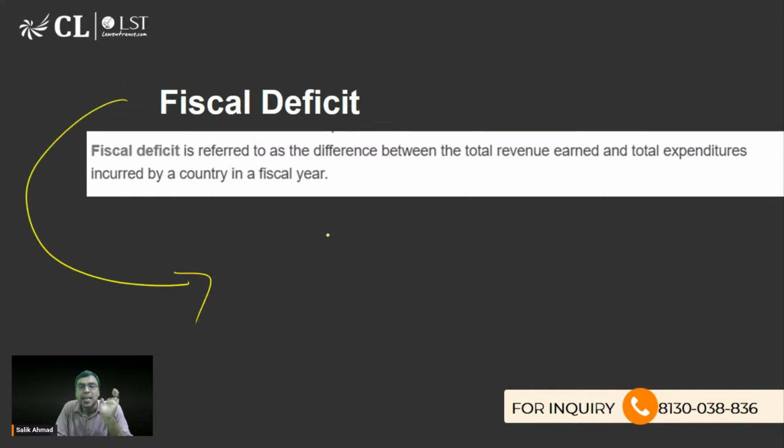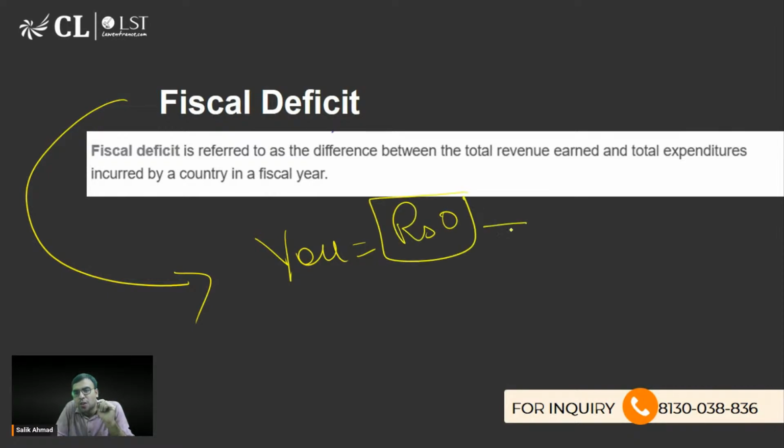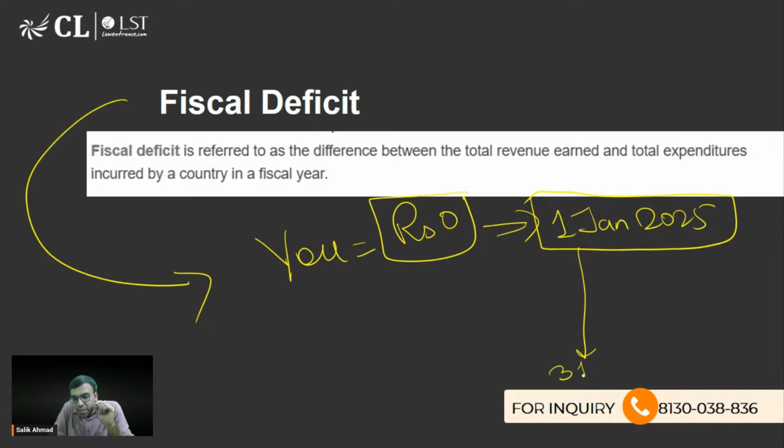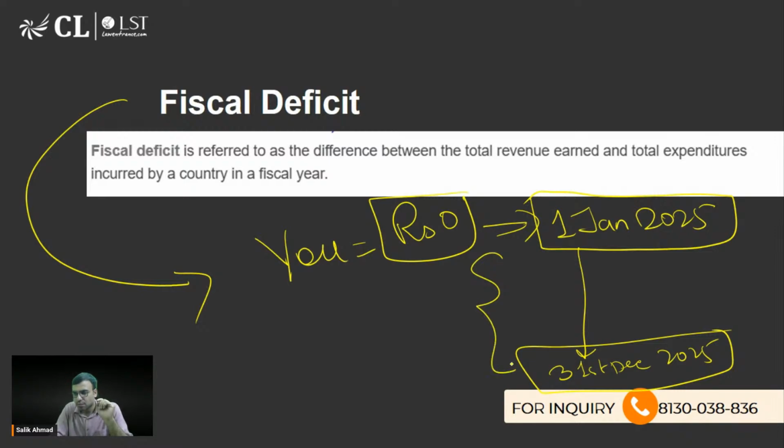For example, suppose currently you do not have any money. You are having zero amount of money, and you are on 1st January 2025. You do not have any money on 1 January. And in one year, till 31st December 2025, you earned, let's say for example, 5 lakh rupees. 5 lakh rupees was your income, you earned money.